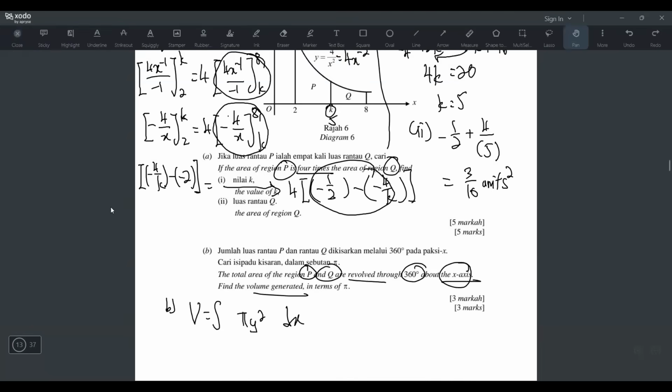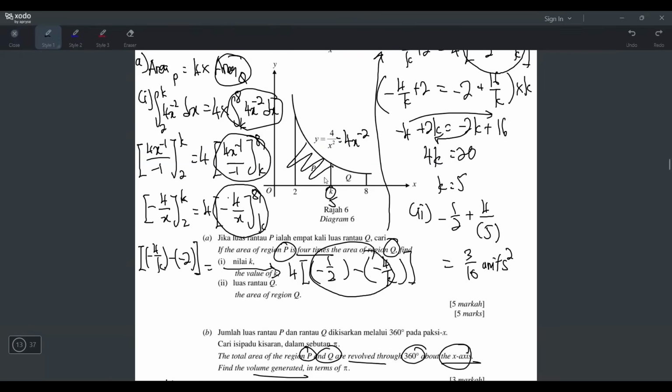And if you look at region P and Q, you don't need to integrate 2 times. Integrate 1 time can already, because the line is already straight and the region is already in between the curve and the x-axis. So you don't have to integrate 2 times and then minus or plus, no need already. Just integrate once, it's enough.